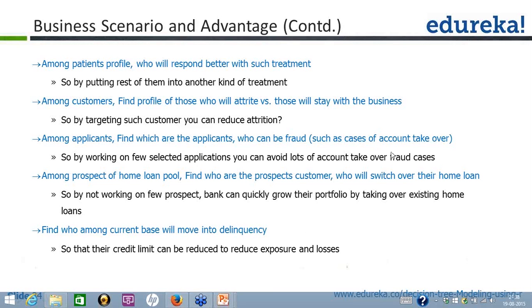I mean, think of another example. These are all examples. This one is from medical science. This is probably from telecom. Now you are talking about one scenario like application fraud from a credit card scenario. Correct?